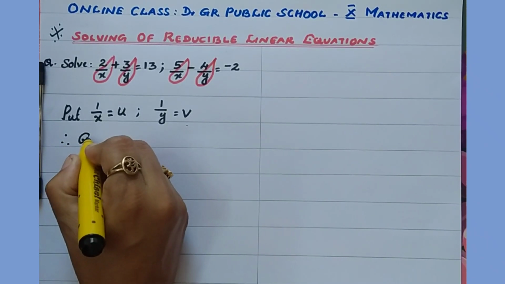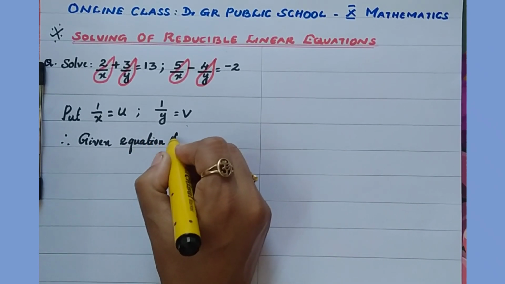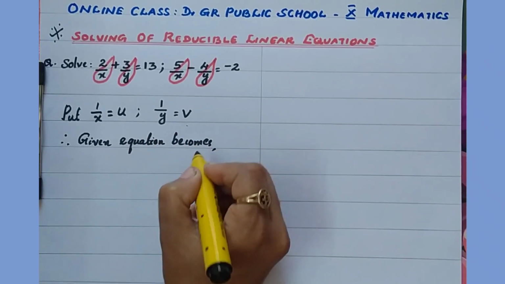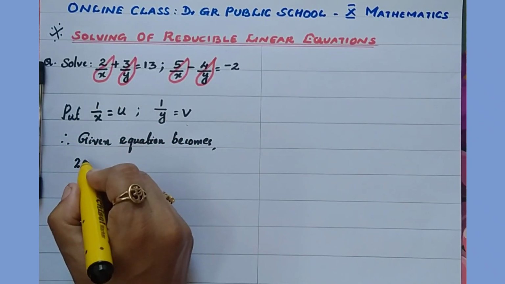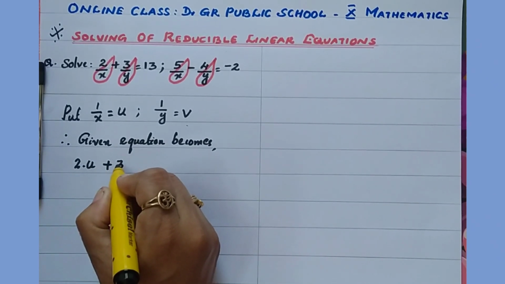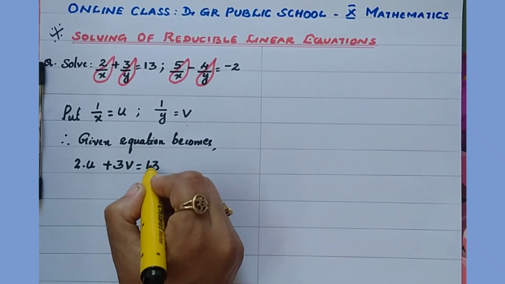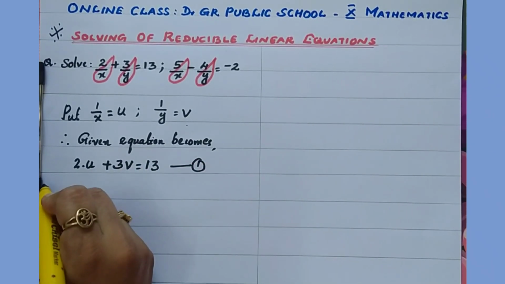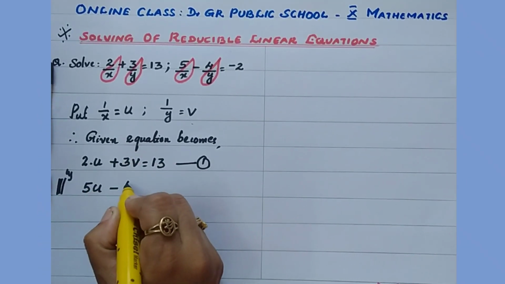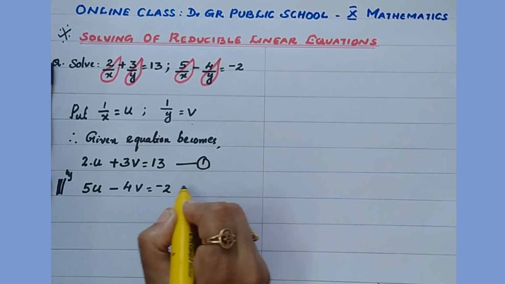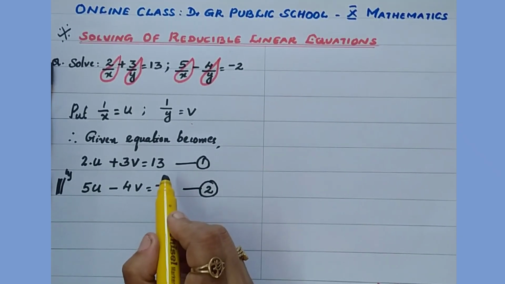Therefore, the given equation becomes 2 into 1 by x, that can be replaced with u, so 2u, plus 3 into 1 by y, which can be replaced with v, so 3v equal to 13. This is your equation number 1. Similarly, the second equation becomes 5u minus 4v equals minus 2. Equation number 2.